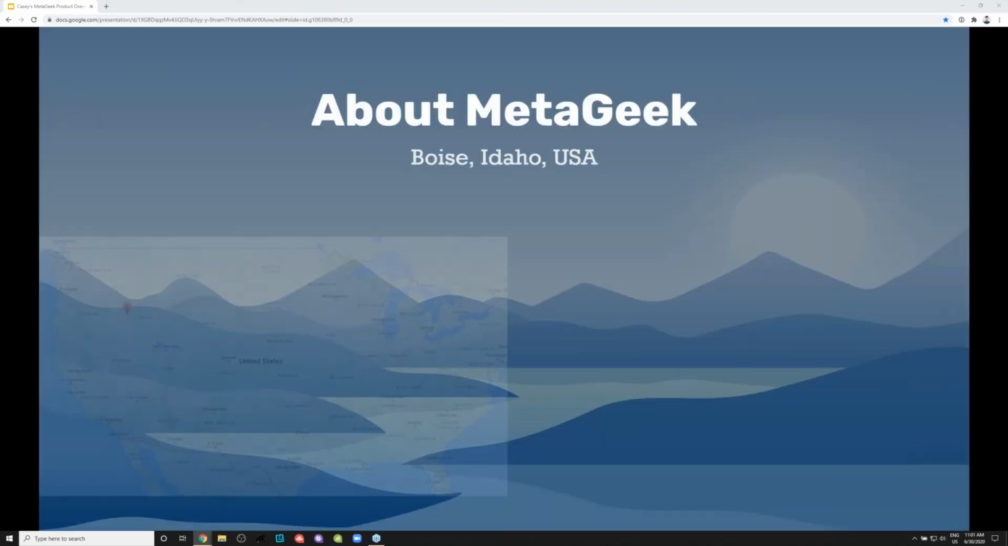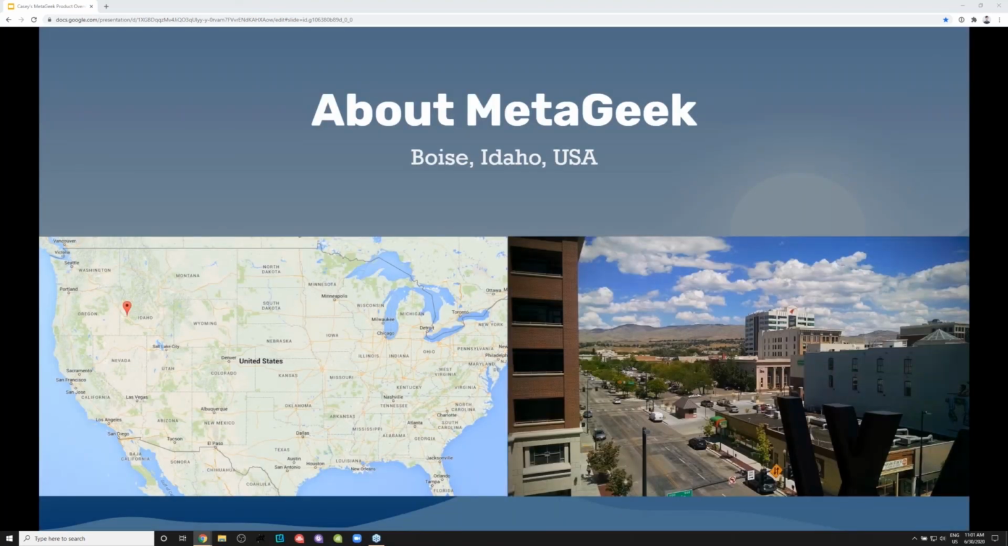Just a little bit about MetaGeek. We're based here in Boise, Idaho. This is a picture outside of our office, although right now we're all pretty much working from home, so it's been a while since I've been there, and hopefully things will get back to normal soon, and I can go back into the office space here.